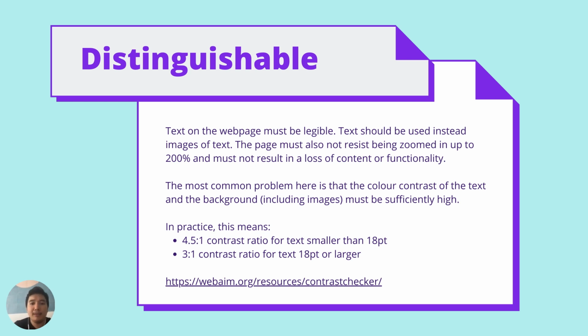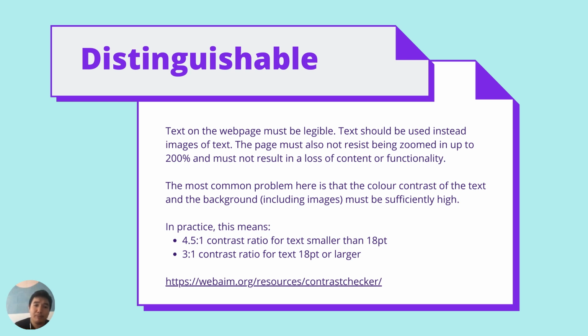The page must also not resist being zoomed in up to 200% and must not result in a loss of content or functionality. A common theme of a lot of accessibility guidelines is really just not resisting what browsers do, because browsers, for the most part, handle accessibility pretty well, as long as you don't resist a lot of things.